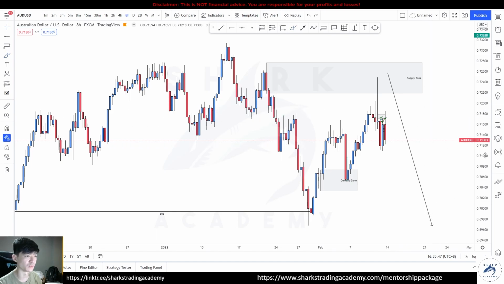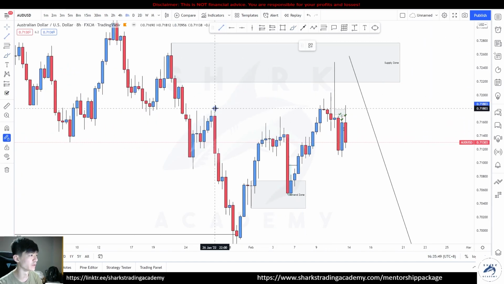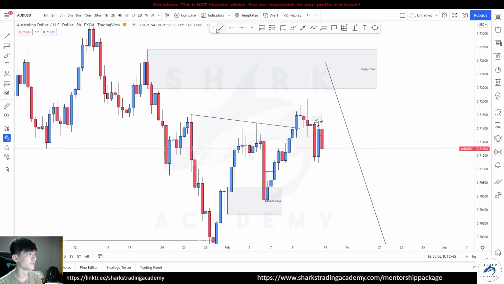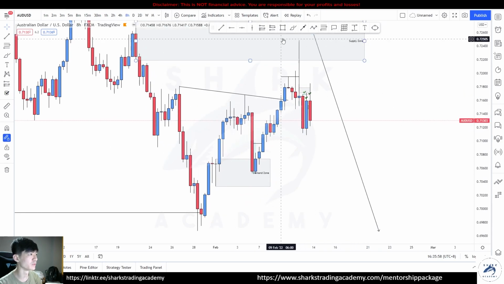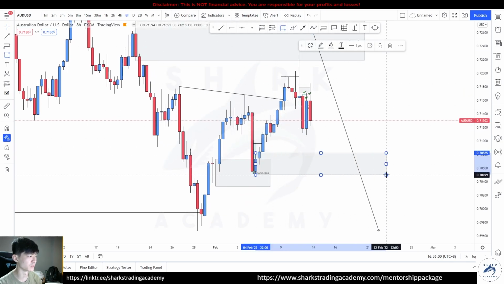We're at a supply zone. Okay, we grab liquidity over here. You can see clearly, right? It even spiked this high. Maybe it's due to news movement whatsoever, right? So now we are bearish. And if we are bearish, we are going to be bearish into this demand zone.